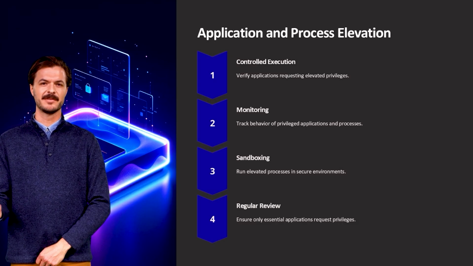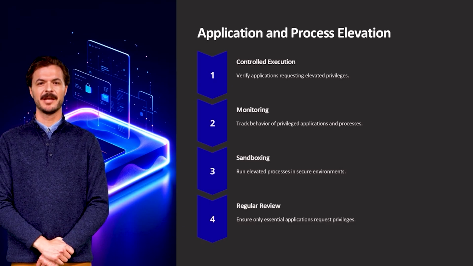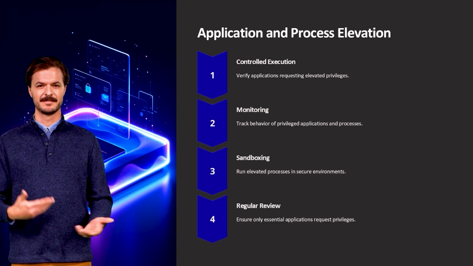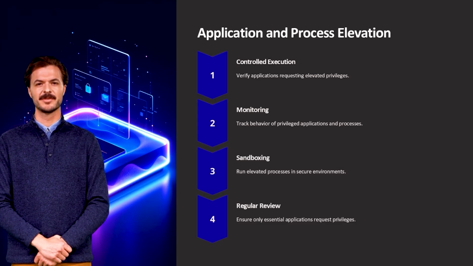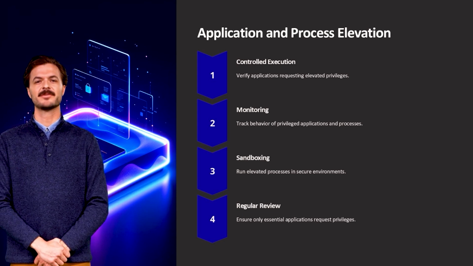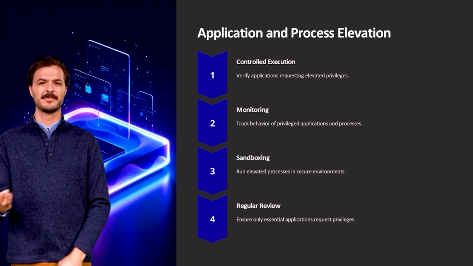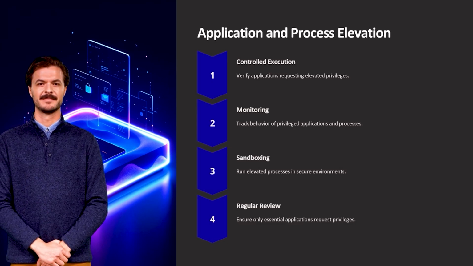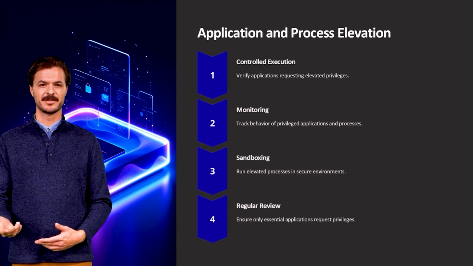Application privilege elevation: this involves software gaining higher privileges, often to perform tasks that require admin rights. For example, an application might request elevated privileges to install software or modify system settings. Process privilege elevation: this refers to a specific instance where a running process is granted higher privileges. This can happen through techniques like exploiting software bugs, social engineering, or using tools that manipulate system permissions. Both types can pose security risks, making it crucial to implement strict access controls and monitor for unauthorized privilege escalations.